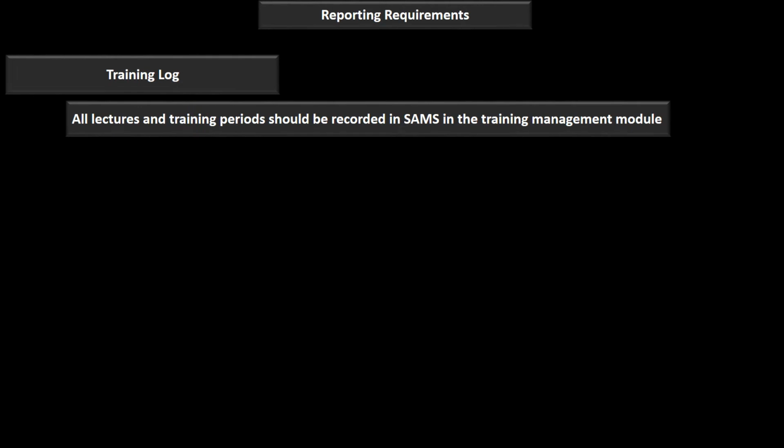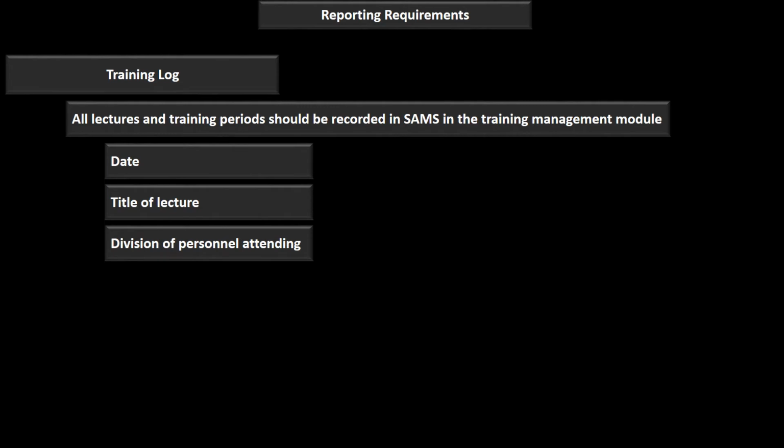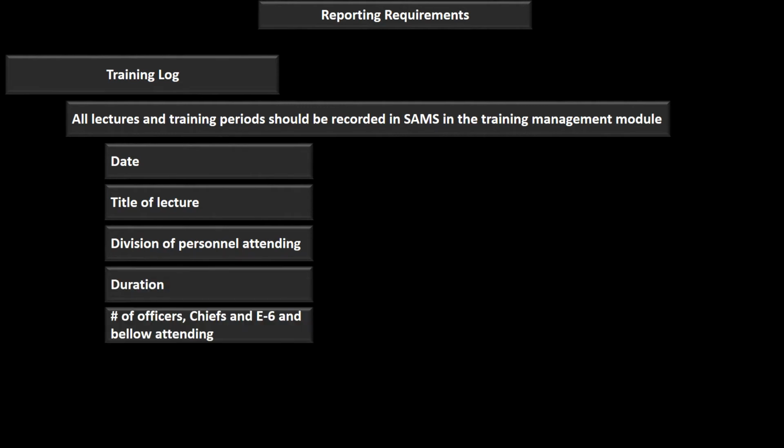Your training log. All lectures and training periods should be recorded in SAMS and the training management module. Like you saw on the previous one when we were talking about SAMS, SAMS records a lot of stuff. It has a lot of different modules, and one of them is a training management module. Any training we conduct in the medical department, especially on a ship, we can record in SAMS. The information we want to record is the date, the title of the lecture, the division of personnel attending, the duration of the lecture, and the number of officers, chiefs, and E6 and below attending that lecture.